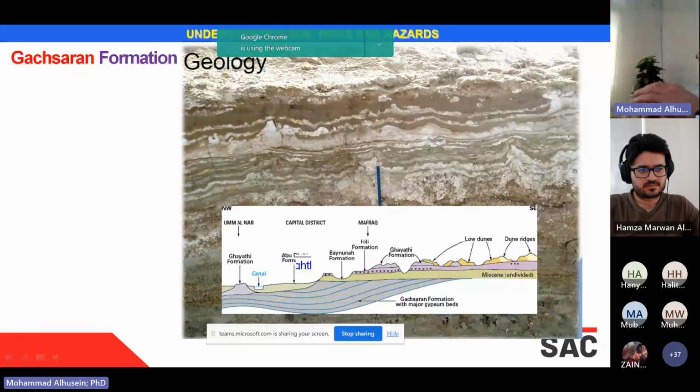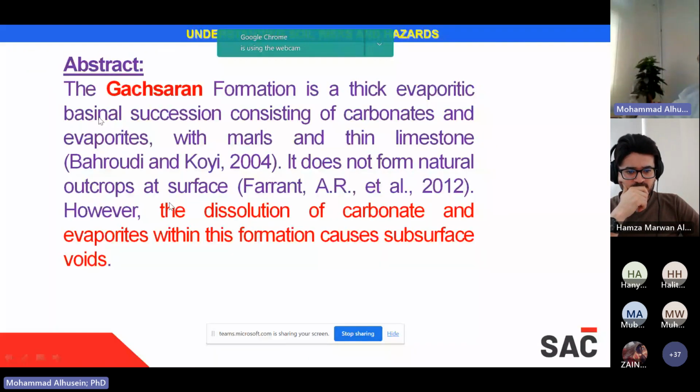So here, for example, we talked about the mother or the parent formation. For example, in the GCC, there is a formation called the Gachsaran formation. The Gachsaran formation dominates the majority of the subsurface soil and parent rocks in the GCC countries. What is the Gachsaran formation? It is a thick evaporitic basinal succession consisting of carbonates and evaporites with marl and thin limestones, after Bahrudi and Kowi.